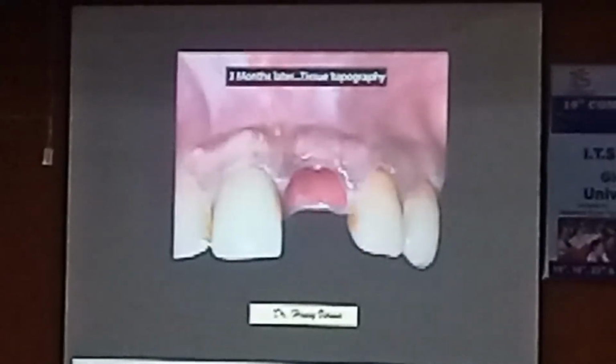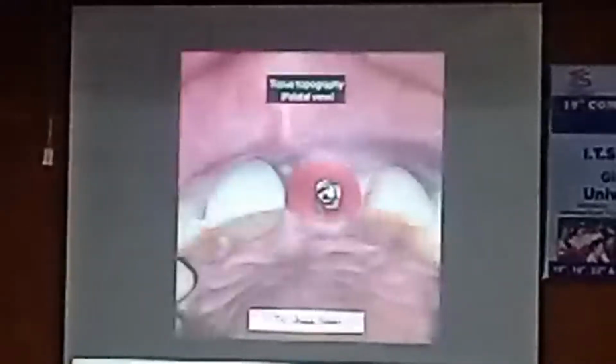This can be only achieved when you do a socket shield. This can be only achieved when you give a chair side provisional. If you don't give a chair side provisional, you don't achieve this kind of tissue topography very easily. You have to do a lot of soft tissue modulation. Right? And look at the final prosthesis. The palatal view of tissue topography. Very healthy soft tissue. Right?